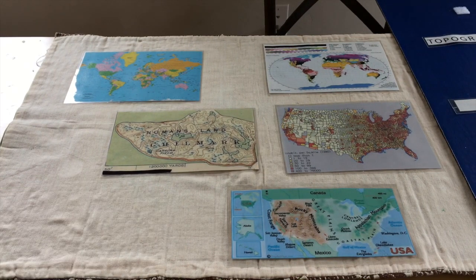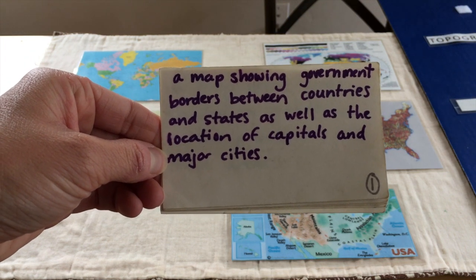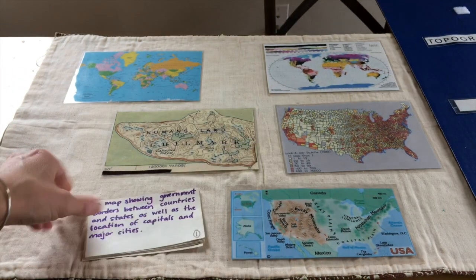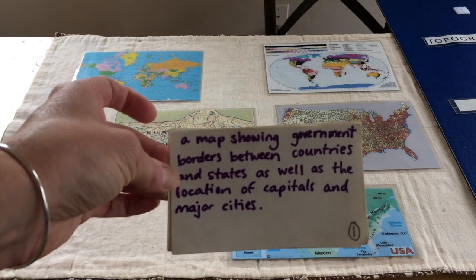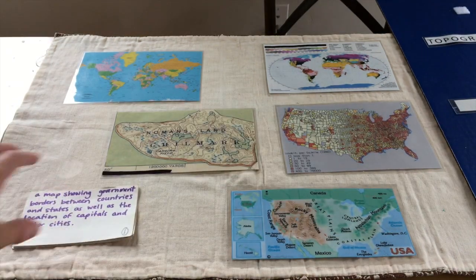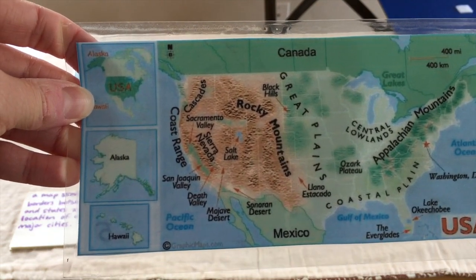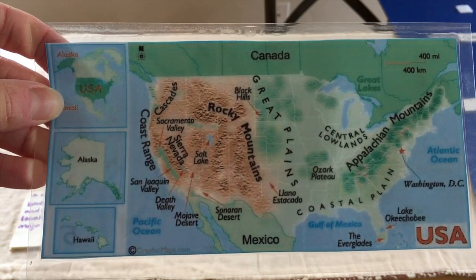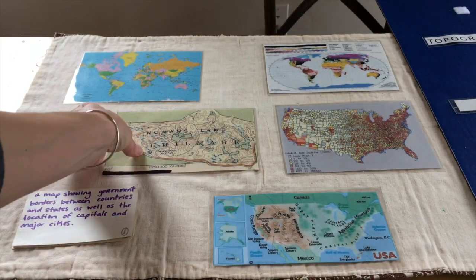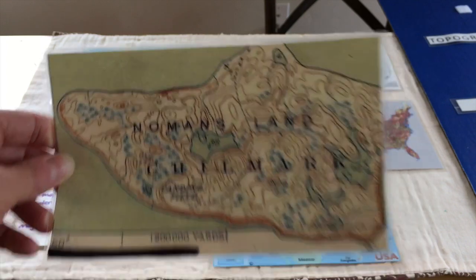So our first definition says, a map showing government borders between countries and states, as well as the location of capitals and major cities. Let's focus on a few of those key words. We're looking for a map with government borders between countries and states, as well as capitals and major cities. If we look closely at some of these maps, are we seeing government borders, cities and countries listed? This is of the United States. Not seeing really many cities. We have Washington, D.C., but otherwise, this looks a little bit different. This one, we're not seeing any government borders or capitals and major cities listed.